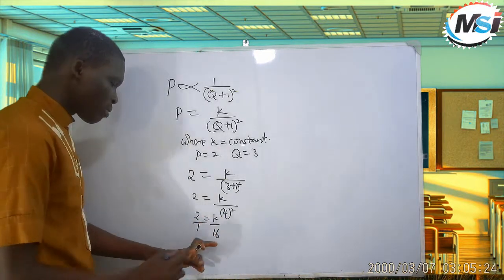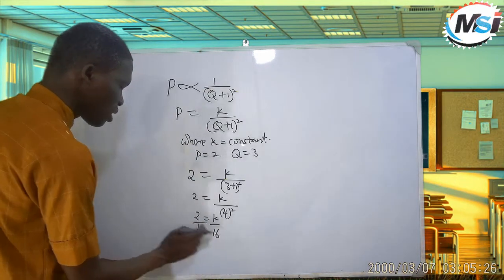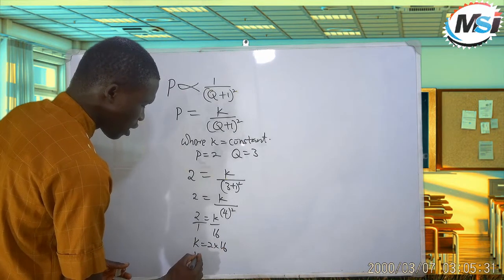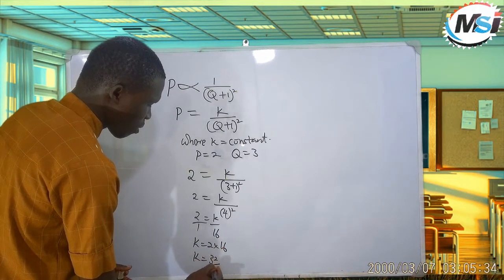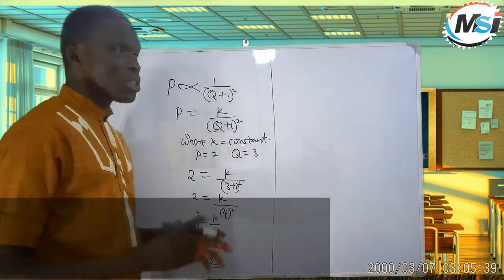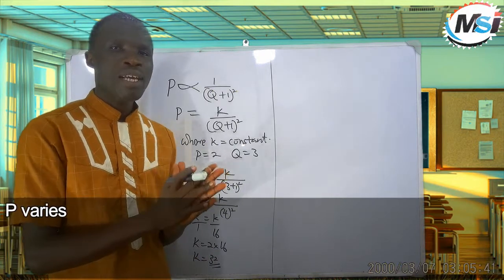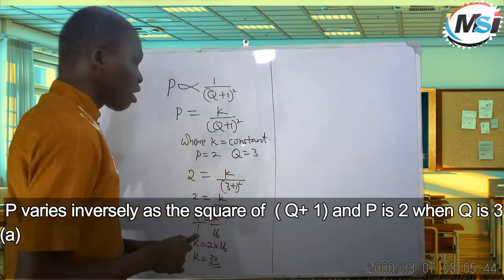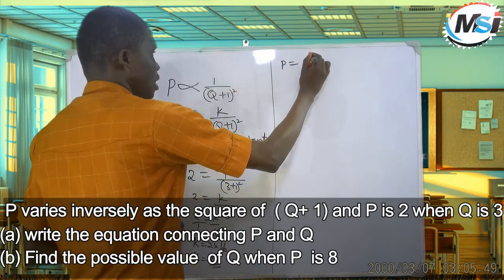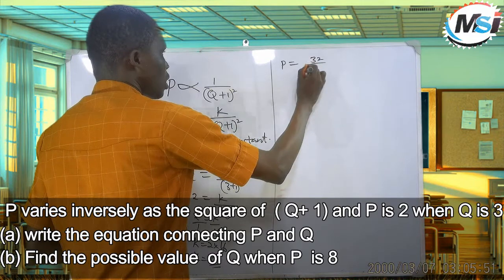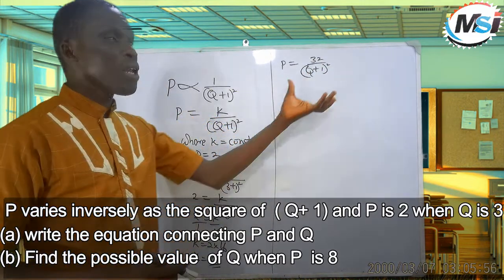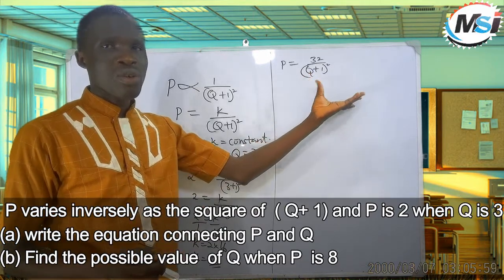Divide this by 1. So this will give us 16 times 2. K will give us 2 times 16. K will give us 32. So now we want to find the equation that connects P and Q together. So from our formula, P equals K, and K is 32, all over (Q plus 1) squared. So this is the formula that connects P and Q together.